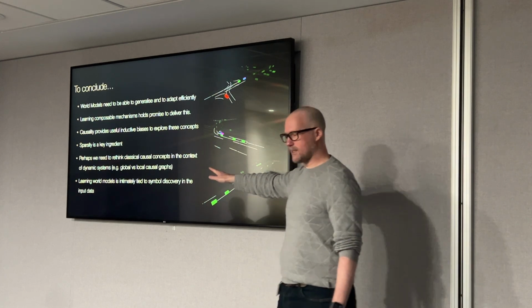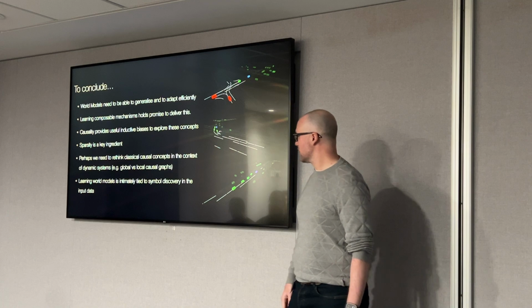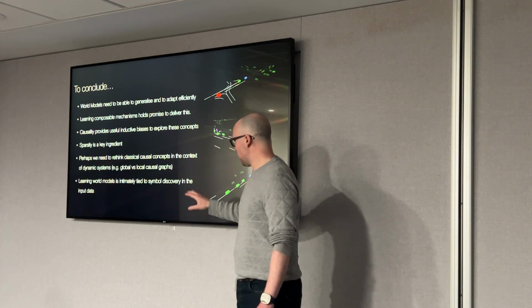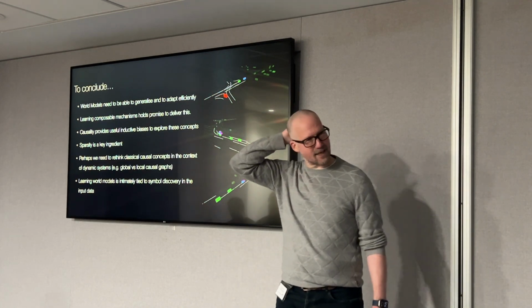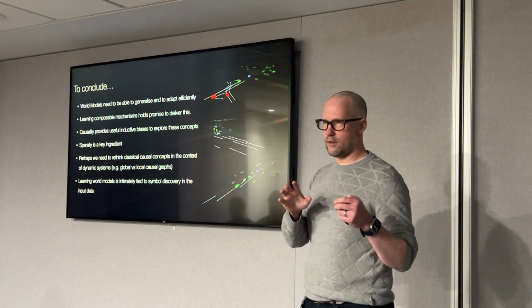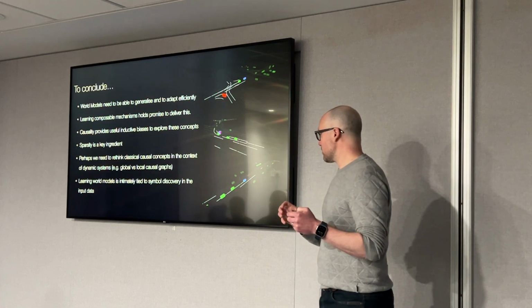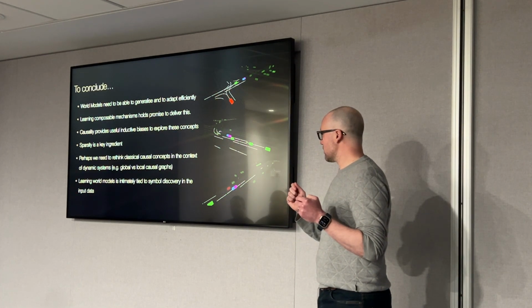In the context of dynamic systems, interestingly, we may have to rethink some of the classical causal concepts when it comes to this. And one thing that I remain super excited about is the fact that learning mechanisms in dynamic systems is actually the flip side of learning object abstractions in perceptual data streams. So the two are connected, and connected them will work.